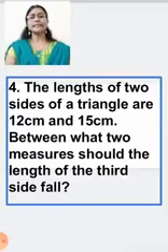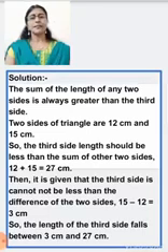Now let us go to the next example. The length of two sides of a triangle are 12 centimeter and 15 centimeter. We have done many examples based on it. So they have given two sides. Between what two measures should the length of the third side fall? So you have to find out the third side and you have to find out the range, the measure. Now first we will write down the sum of the length of any two sides is always greater than the third side, because we are going to follow this theorem.